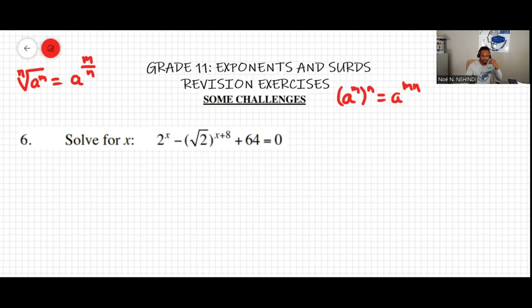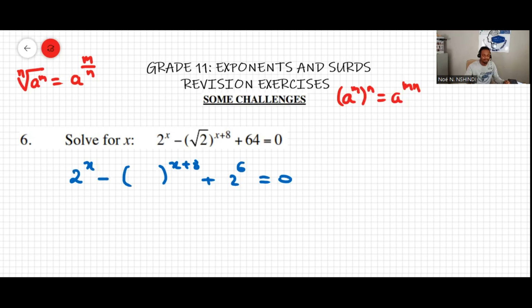Another question here, question 6, that is solve for x: 2 to the x minus square root of 2 to the power of x plus 8 plus 64. Okay, what can we do here? I prefer to write all this in terms of the prime factors. So this will be like 2 to the x minus 2 to the x plus 8, plus 64 is 2 to the 6, equals 0.